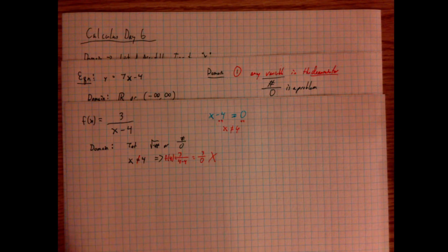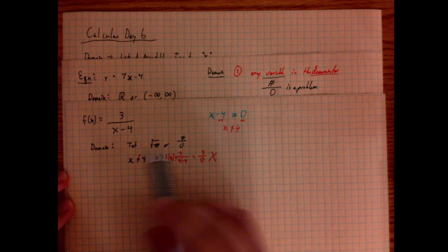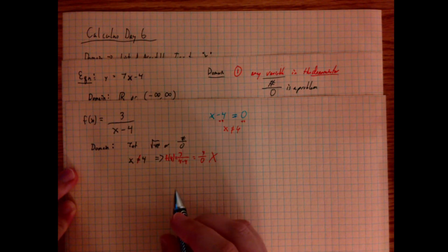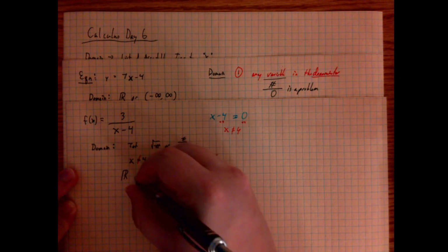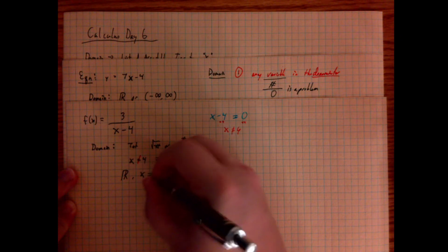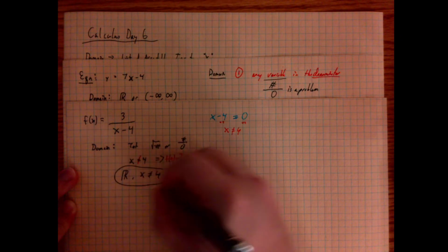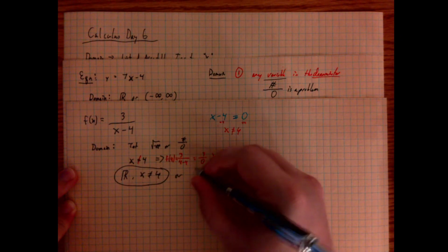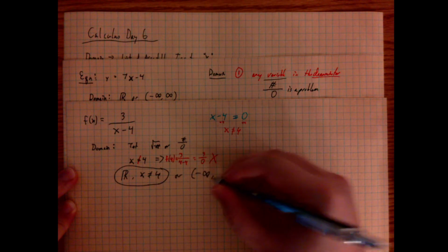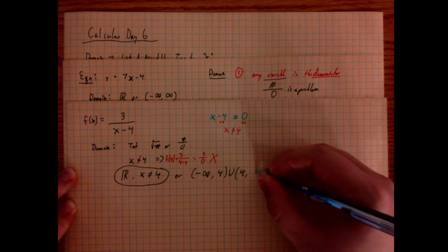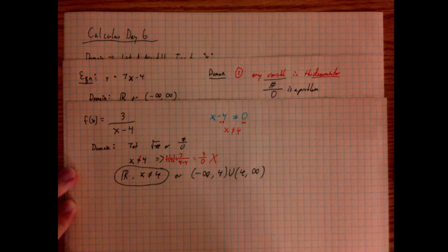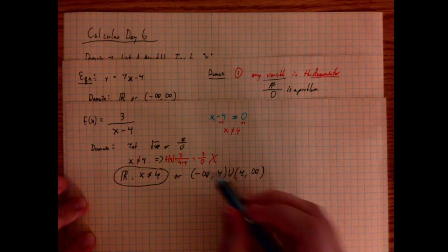Okay. So this tells me my domain should be everything except x is not equal to 4. Now, how do we write that? Well, we can write all real numbers, x cannot equal 4. That's one way to write the answer. Or we could write everything below 4 combined with everything above 4. Those two answers are both acceptable.